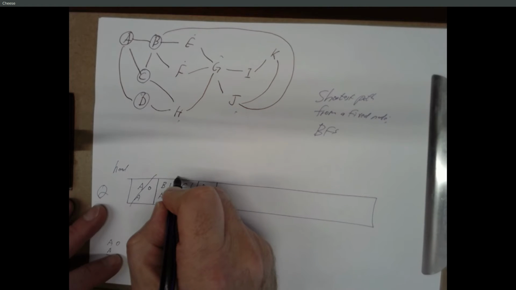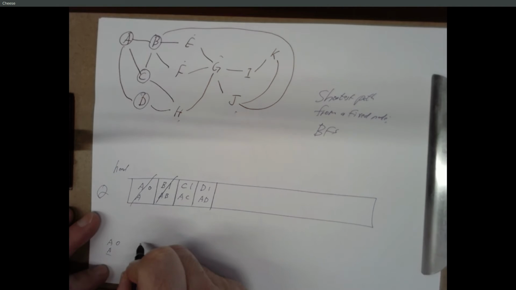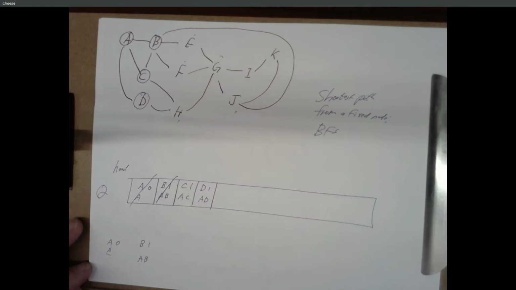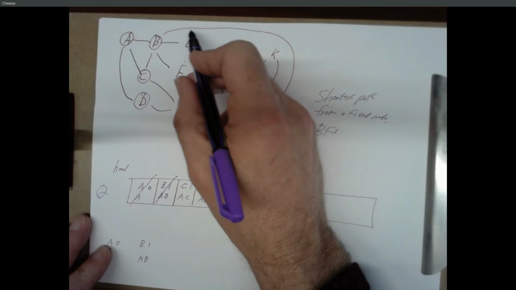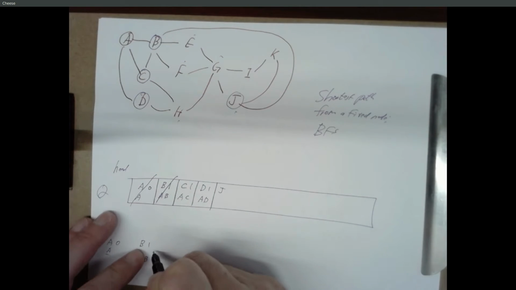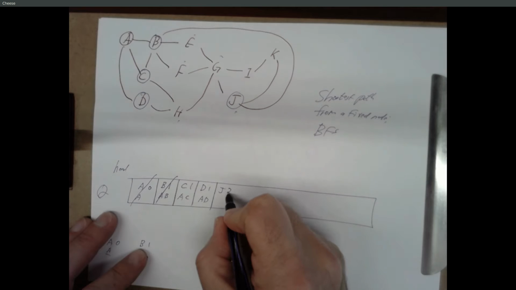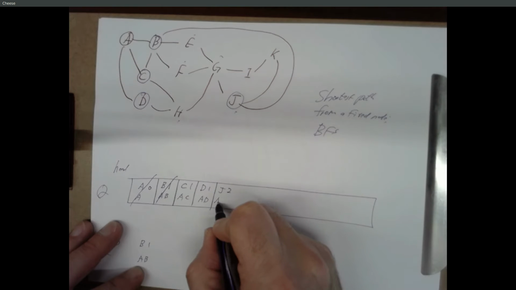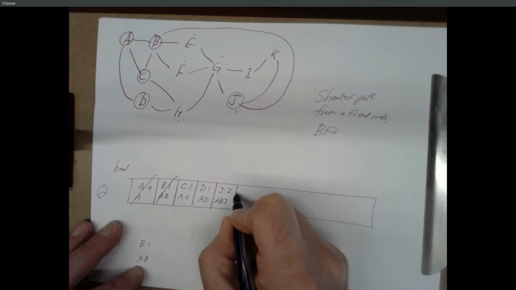Okay, so now we're going to remove the head of the queue. So this is B, distance of 1, path is AB. And we're going to insert the children of B. Well, here's one child, J. So we'll put J in, we'll take the last distance we removed, 1, and increment it, and we'll take the last path we removed, AB, and we'll add J.